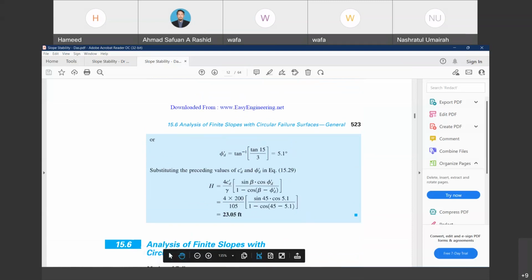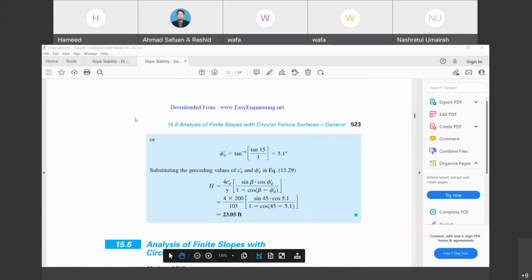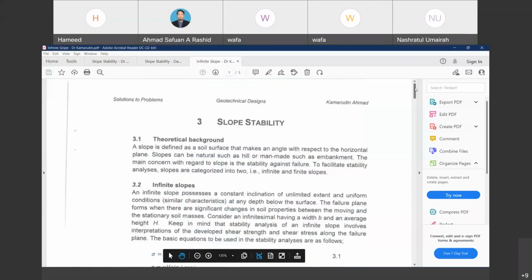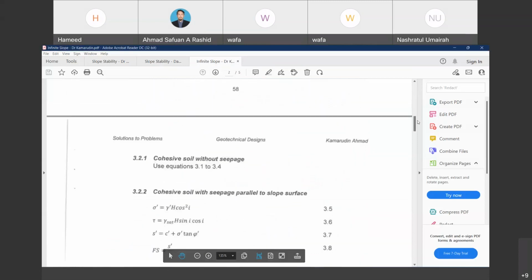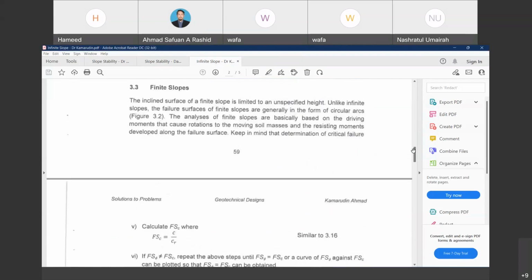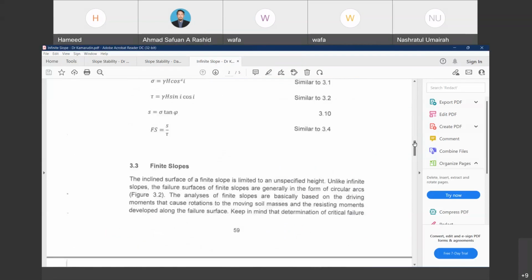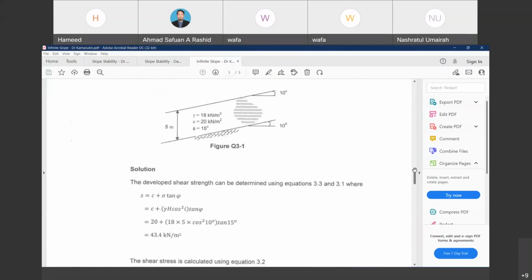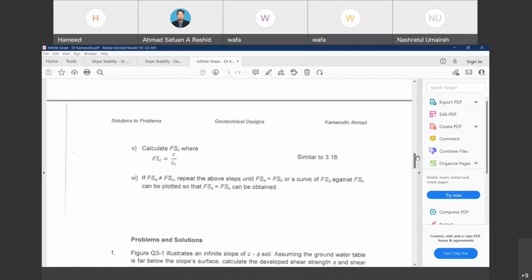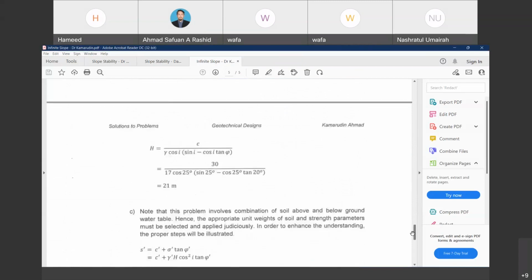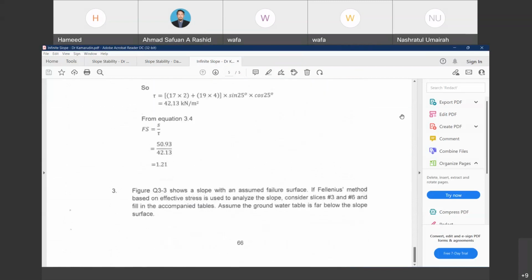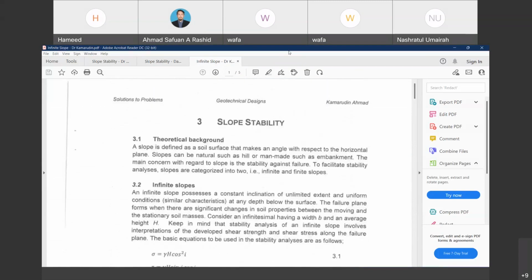So we go for another example from Dr. Kamaruddin, which I have not provided yet in the e-learning. So I will include it hopefully by this afternoon. Okay. This one. Wait.